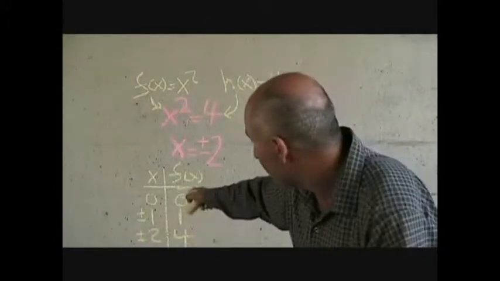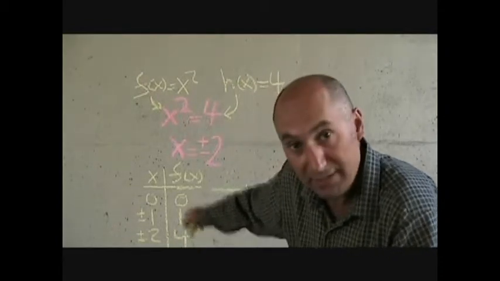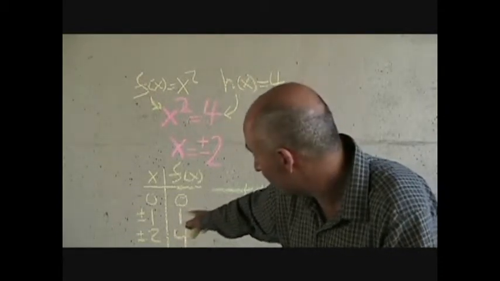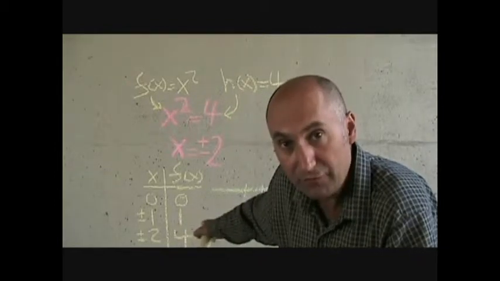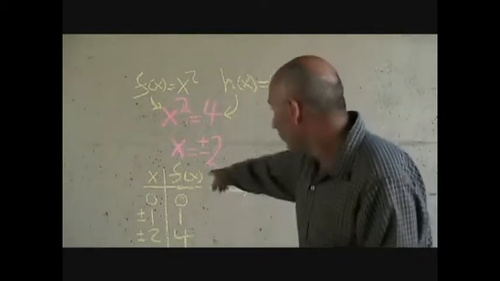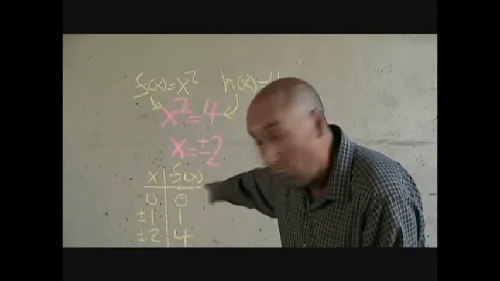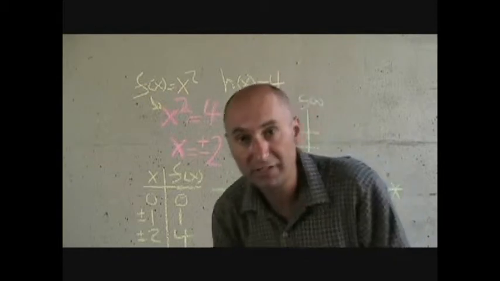So when x is positive 1, y is positive 1. When x is negative 1, y is positive 1. Same with 2. Positive 2 gives you 4. Negative 2 gives you 4, because a negative number squared is just positive, right? It's just 4. So what we're going to do right now is graph those coordinates on our Cartesian coordinate system, okay?